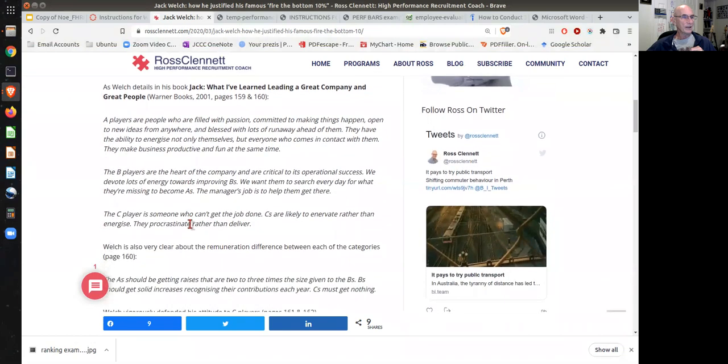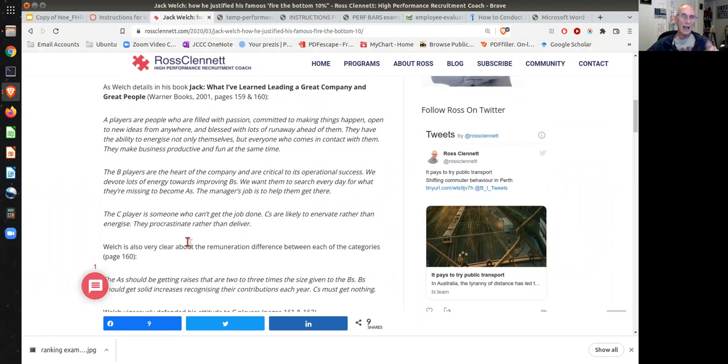And what he says in there is that you have to get rid of the C players. You have to kick them out. And so what was happening was they were having a force ranking system. If you had 10 people, that meant that one of those people once a year had to be fired because they weren't doing the job. That's really kind of difficult to do.